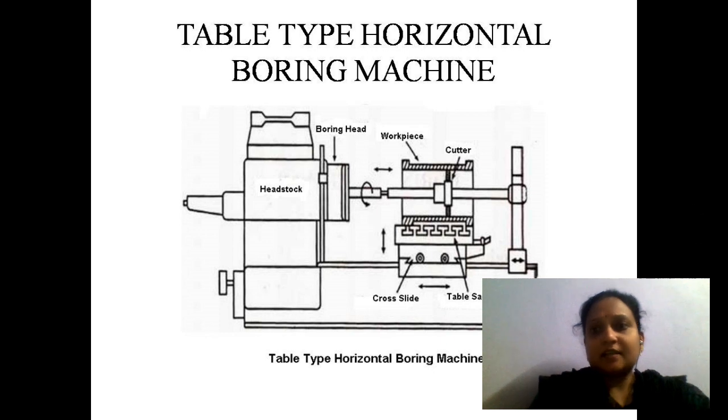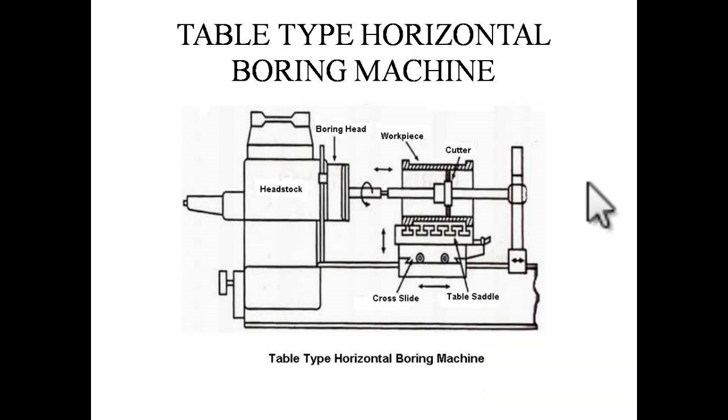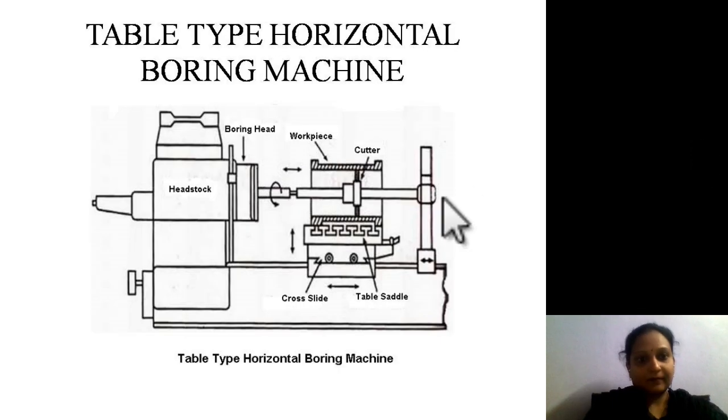This is a horizontal boring machine, and this is called a table type boring machine. The name itself indicates that we can mount it on a table, and the size of this type of boring machine is very small. Now let us look at the parts of this boring machine and understand the working of each component. See, this is the headstock, and the headstock consists of all the motors and gears.